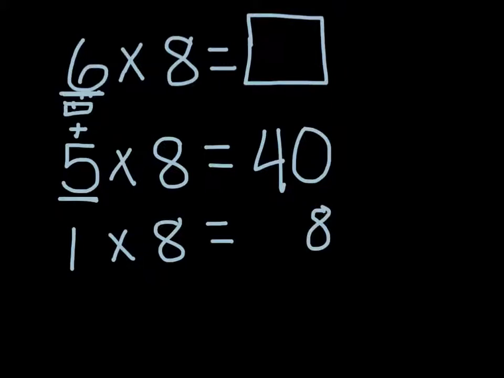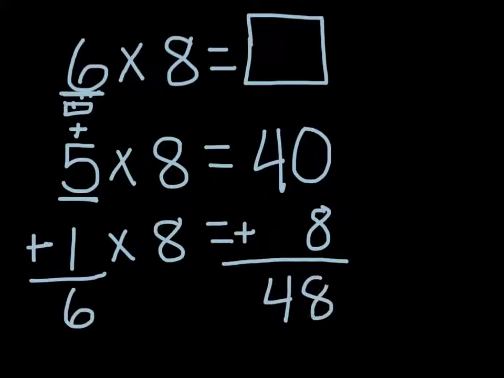Now let's double check over here and make sure we have 6 groups. 5 plus 1, yep, it is 6. And if we add up our total number of groups, we also add up our products to get our total for 6 times 8. So 40 plus 8 is 48. So 6 times 8 is 48.